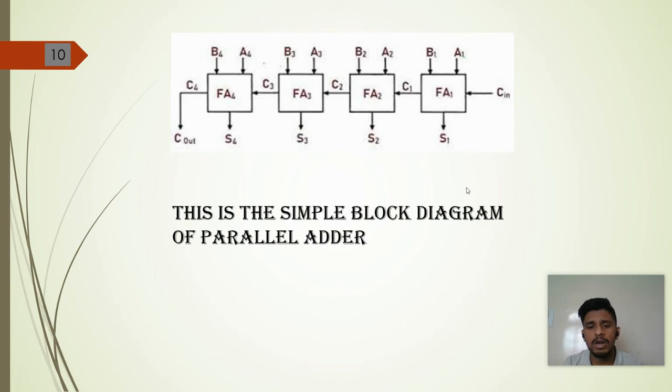This is the simple block diagram of a parallel adder. Here FA1, FA2 simply denote full adder 1, full adder 2. A1, B1 are the inputs, S1 is the sum 1, and Cin is the carry in. After the operation on A1, B1, we get S1 and C1. S1 is the sum and C1 is the carry. This C1 also gets operated with A2 and B2 to get S2 and C2, and so on.